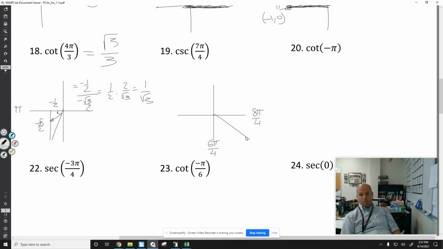You do 8 pi over 4 minus a pi over 4. You can do 6 pi over 4 plus a pi over 4. Sometimes that works out, but this is good. I like that. 45 degrees.